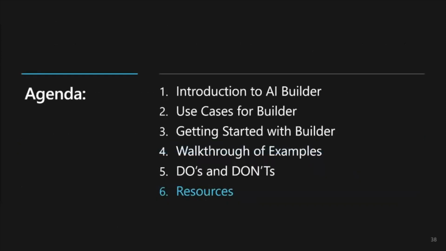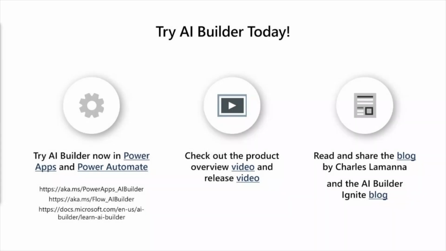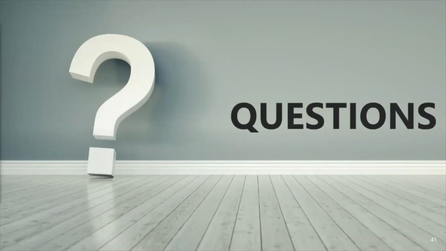So we'll wrap up today with a few different resources, and we've got a number of questions that we'll review. We encourage you to try out the AI Builder. It's available with Power Apps and Power Automate. Some links here on the screen for you. We also have a number of videos that are available, along with 2 blogs that you can use to learn more about the AI Builder, available with Power Automate and Power Apps. So with that, we're going to go ahead and switch over to questions.